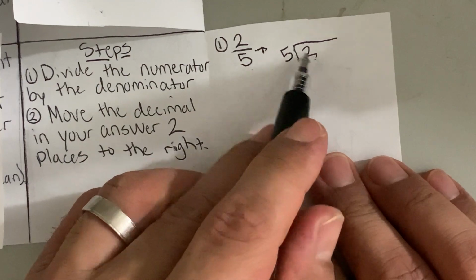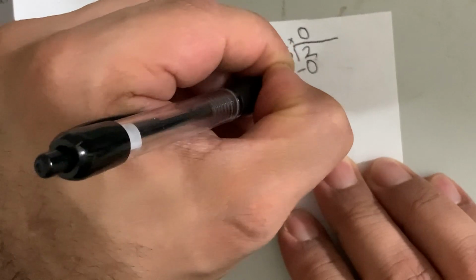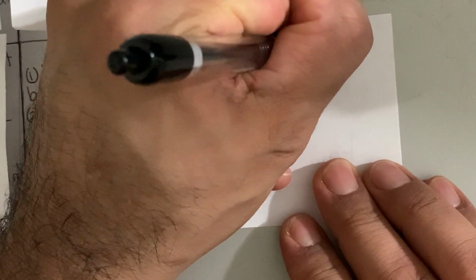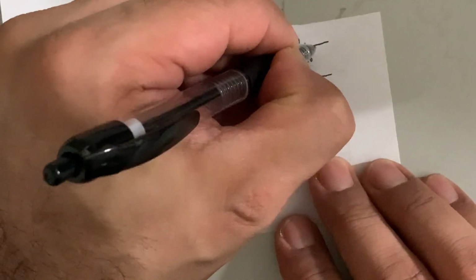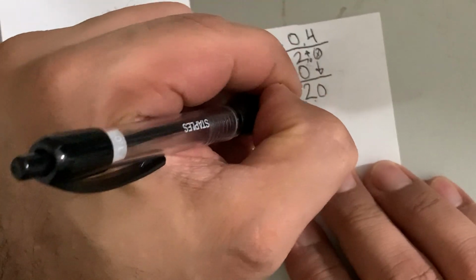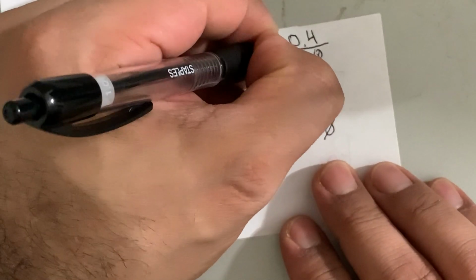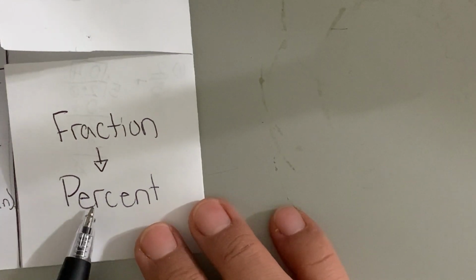How many times is 5 going into 2? 0 times, it's too big. 5 times 0 is 0. 2. Decimal. There's no number, so I'm going to put the decimal up. Add an invisible 0 so that I can keep going. 5 goes into 20 how many times? If you said 4, you're correct. 5 times 4 is 20. So there's my number.